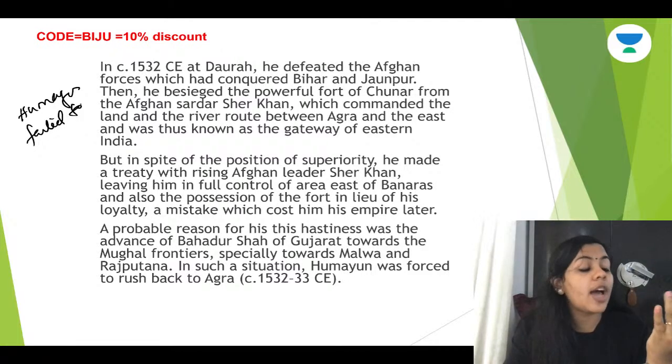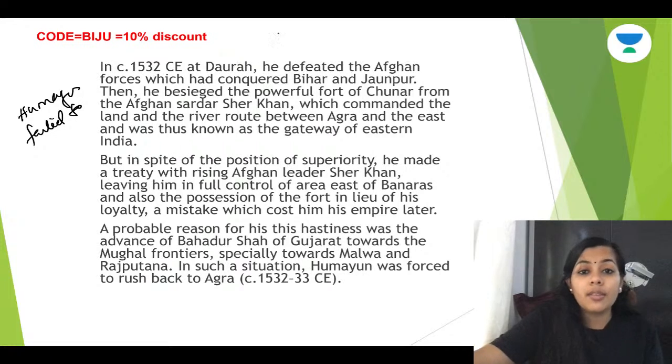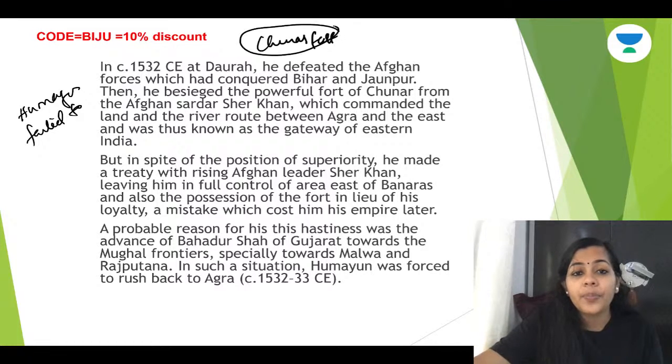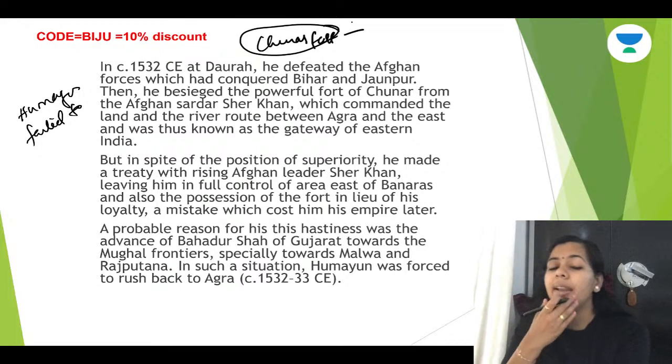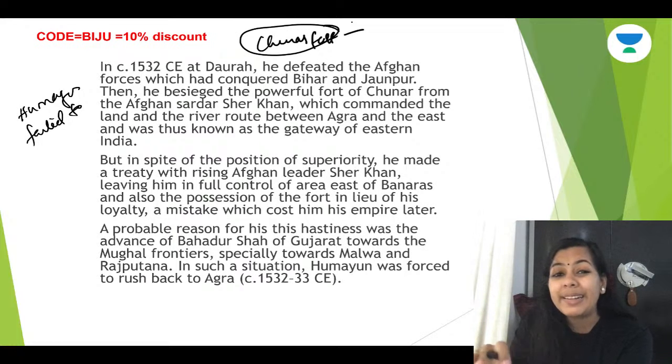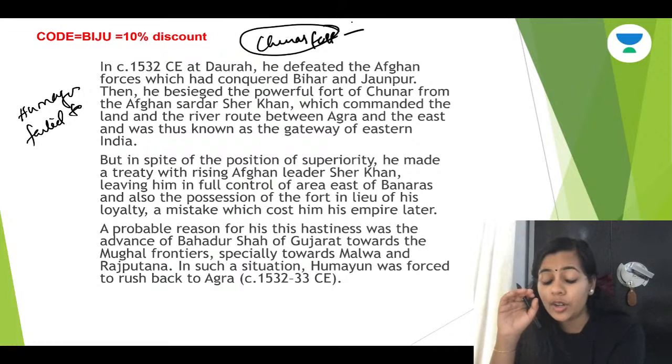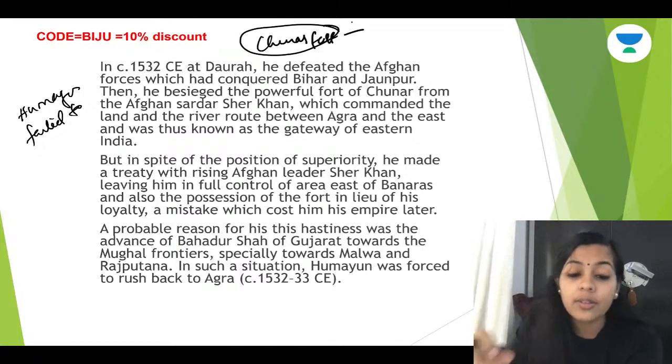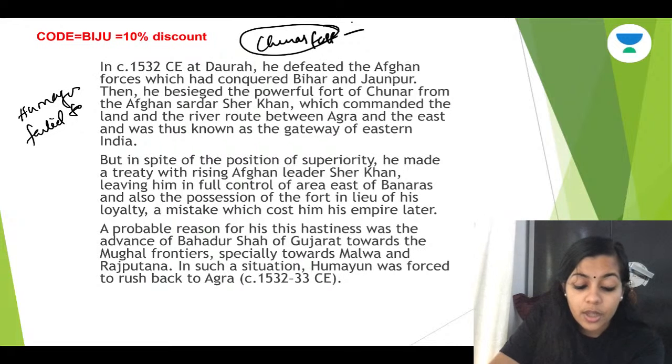See what happened at Chunar Fort. Humayun attacked Chunar Fort and got it. This was the beginning, and he pardoned Sher Shah and just left him. At the budding stage itself he could have completely destroyed Sher Shah, but he did not know it and did not do it. And the power of Sher Shah kept growing.